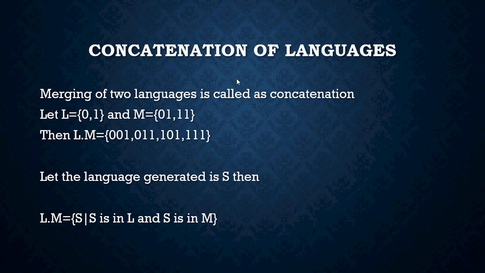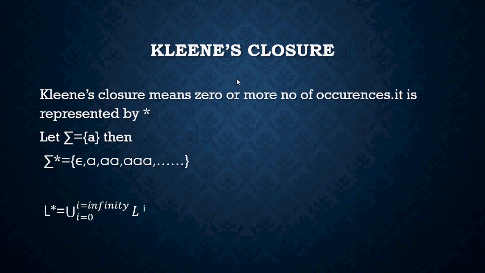Now the Kleene closure is also called star notation. In this Kleene closure, when sigma is equal to A, then sigma star can be represented as 0 or more number of occurrences. So when you have anything with 0 or more number of occurrences, then it is called a Kleene closure.